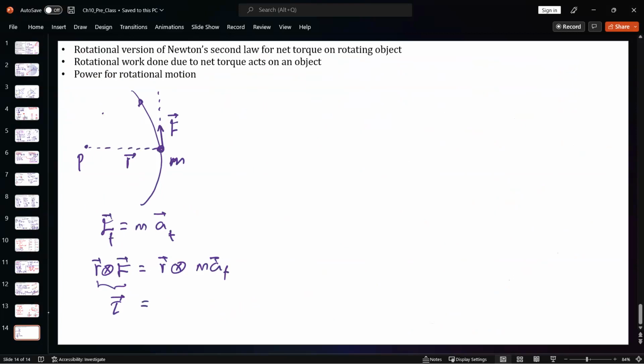So let's simplify that a little bit. We can rewrite this. R is at a 90-degree angle to the tangent acceleration, right? This is the tangent acceleration direction.